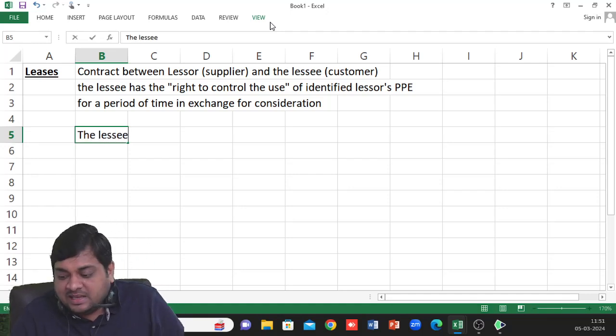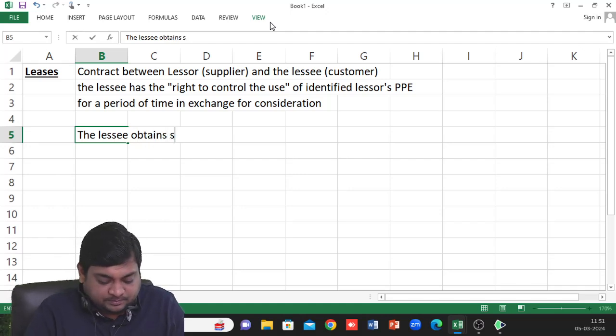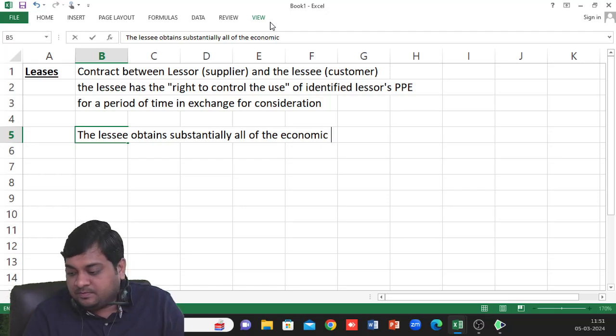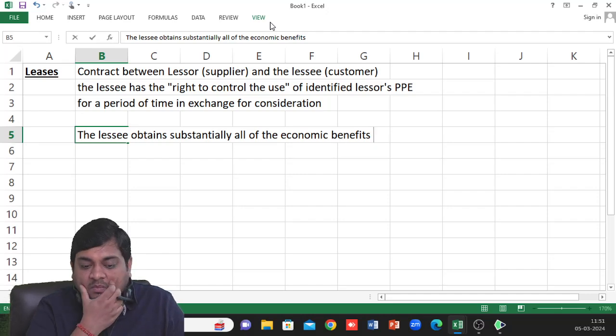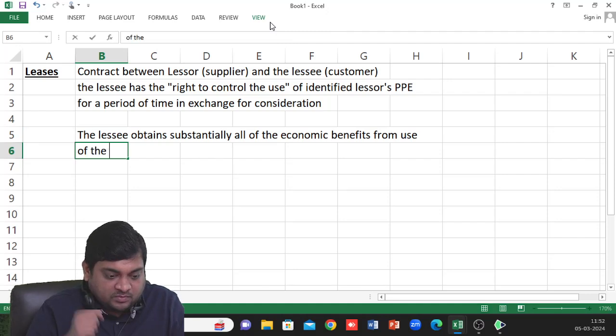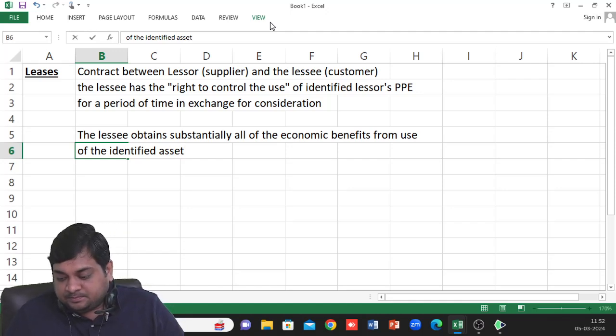The lessee obtains substantially all of the economic benefits from use of the identified asset.